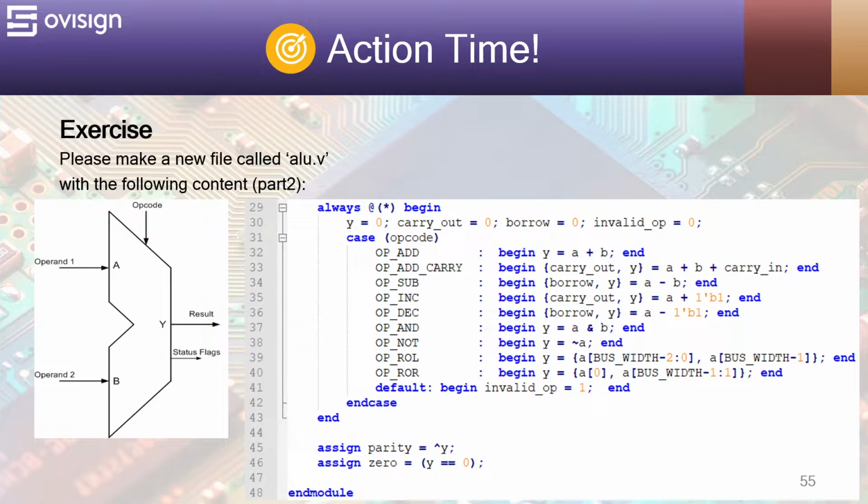At line 29, we start the combinational block for the ALU. Each time one of the signals from the right-hand side changes, this block starts executing. At line 30, we have the default values that y and the flags get at the beginning. Next, we have a case centered around opcode. Now you can see how those localparams come in handy when we try to understand our code.